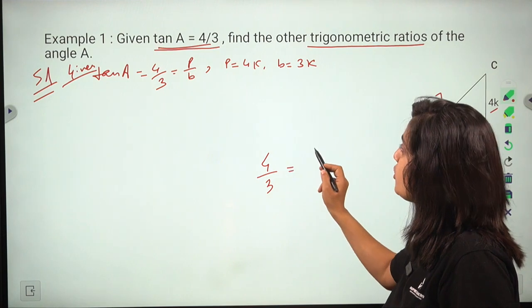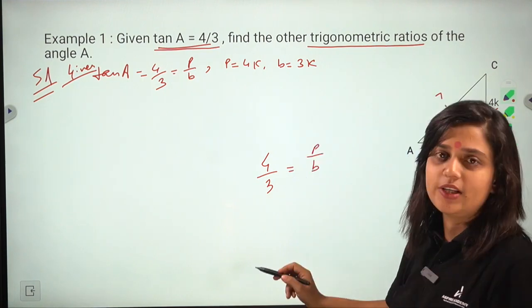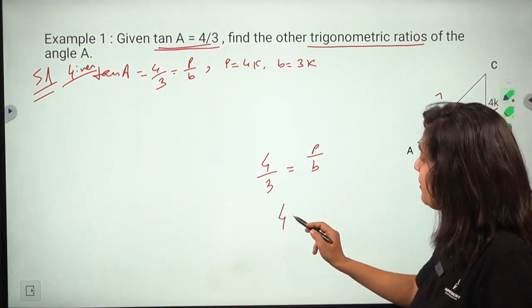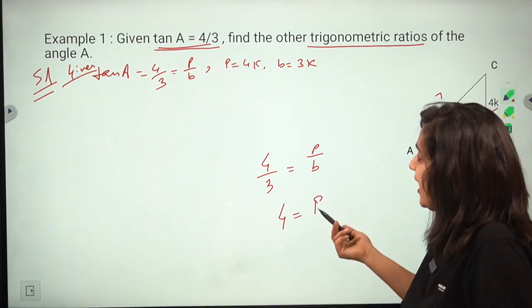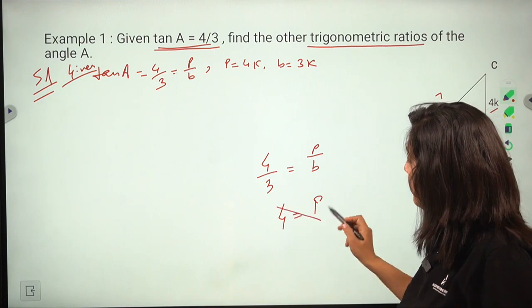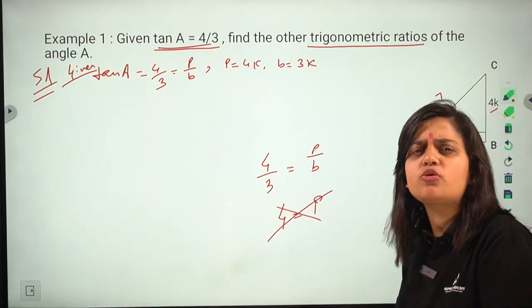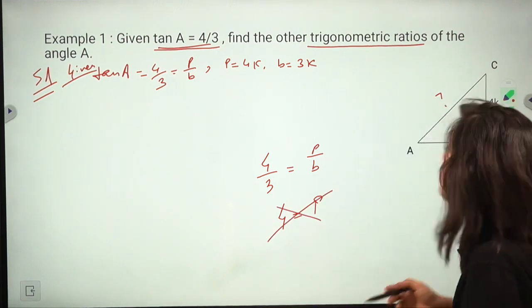4 by 3 is equal to P by B, isn't it? But that doesn't mean that P is always 4 and B is always 3. That might be, might not be. Clear? It might be equal, might not be. Now the question is why?